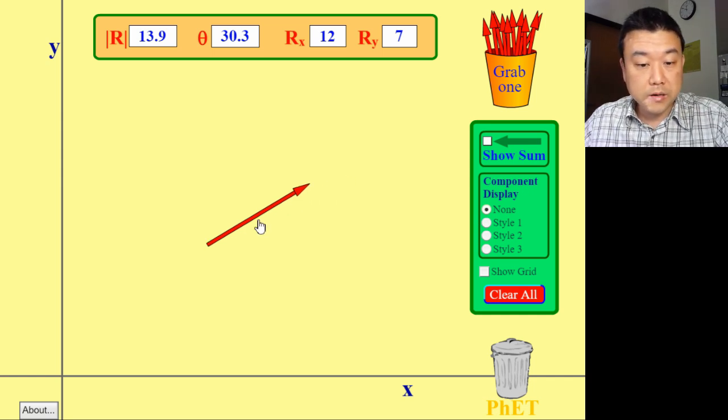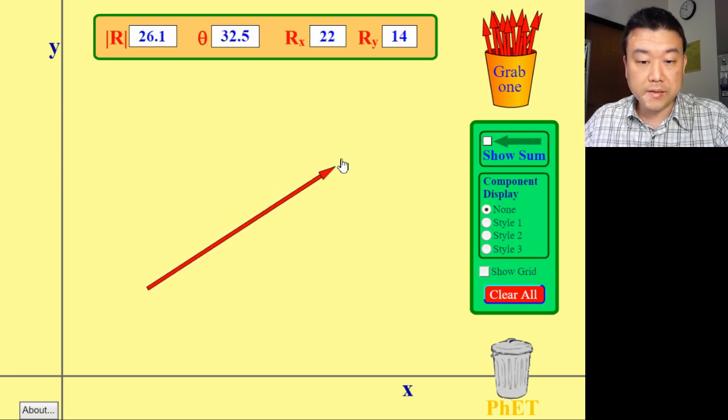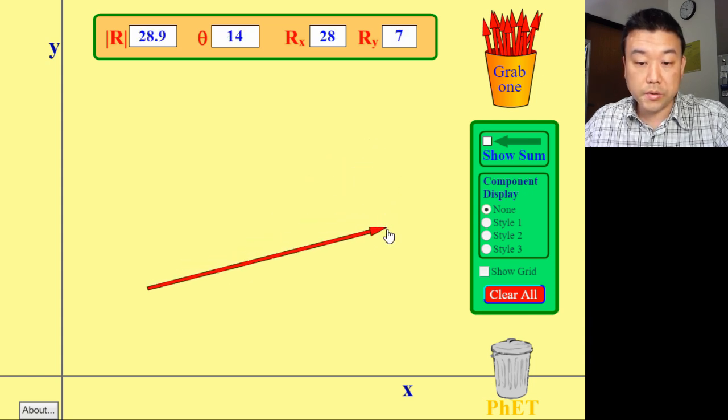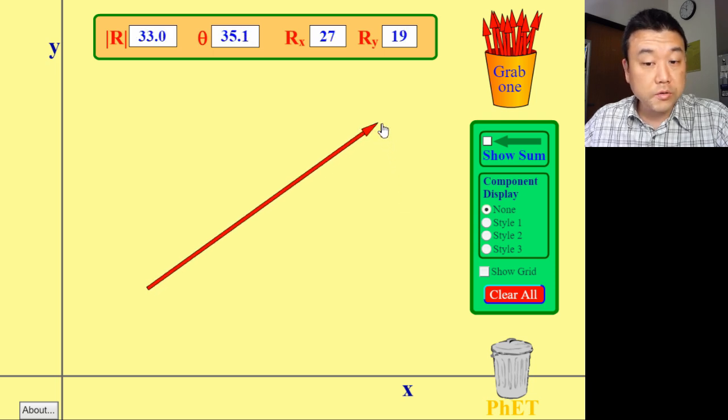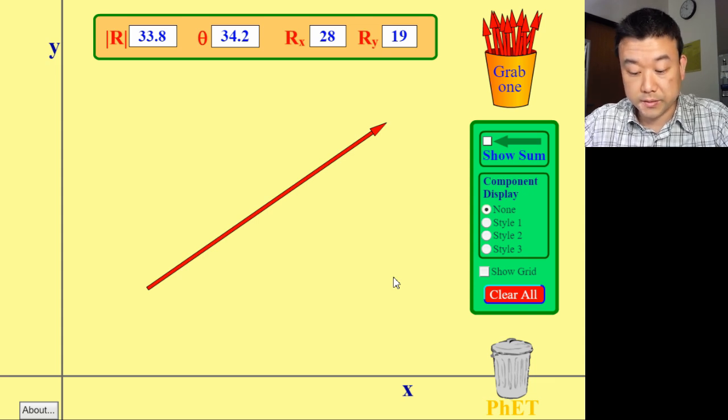A vector as a mathematical quantity is best described as an arrow. With this arrow, I can change its length, I can change its direction, or I can change both. Note how to describe this vector in two dimensions, I need two numbers. These two numbers can be its length, 33.8, and its direction, 34.2 degrees from the horizontal. And this is very intuitive in our description of vectors as geometric quantities.